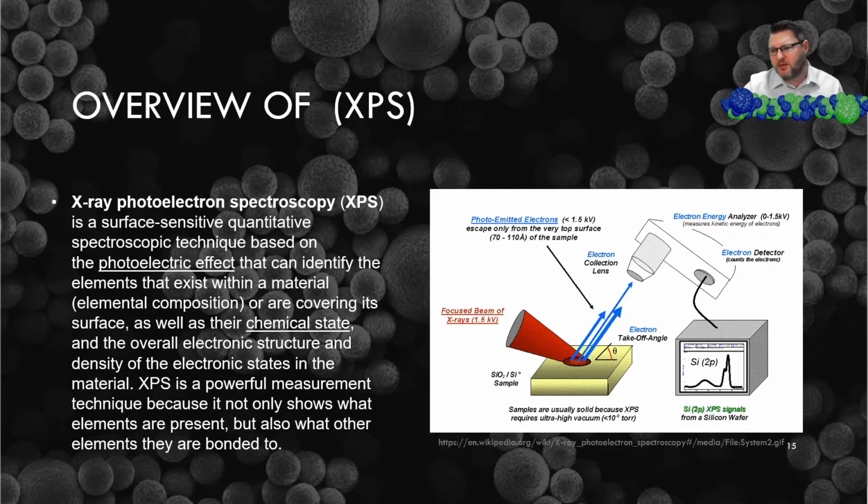Okay, XPS, X-ray photoelectron spectroscopy, is a surface-sensitive quantitative spectroscopy technique based on the photoelectric effect. And you can look over here, here's an image. You've got a beam coming in. It reflects essentially electrons and the composition of what you're looking at.